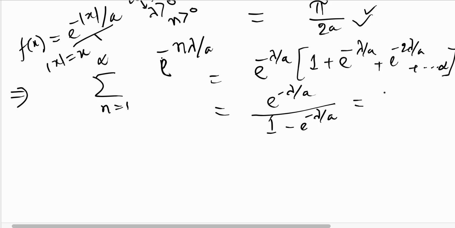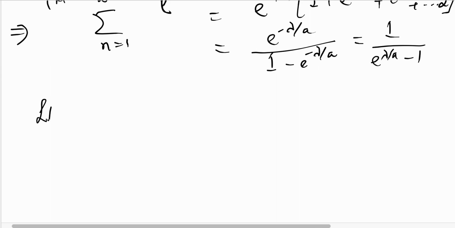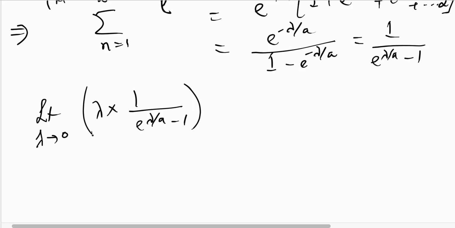If I multiply both sides with e to the power lambda by a, it will look like 1 over e to the power lambda by a minus 1. Now what is the limiting value as lambda tends to 0? Lambda into this will be lambda by e to the power lambda by a minus 1. If I put lambda above and below, both the numerator and denominator will become 0. So 0 by 0 form is undetermined, so we have to use the L'Hospital rule.